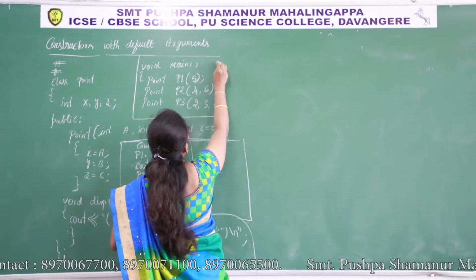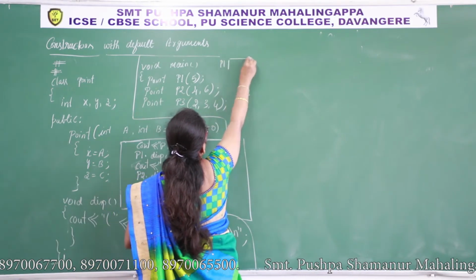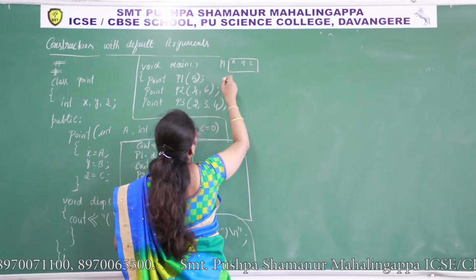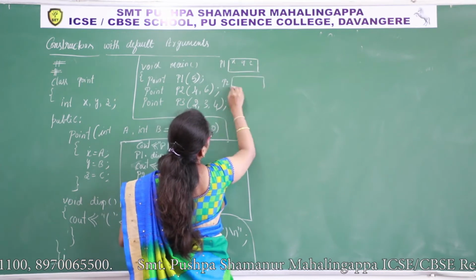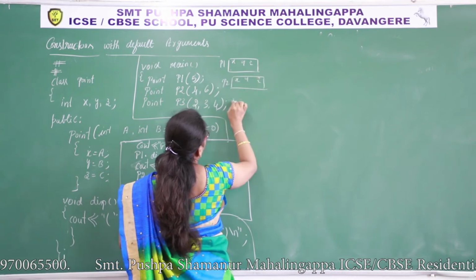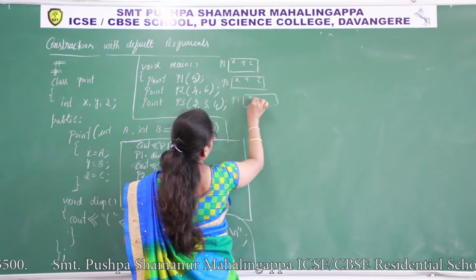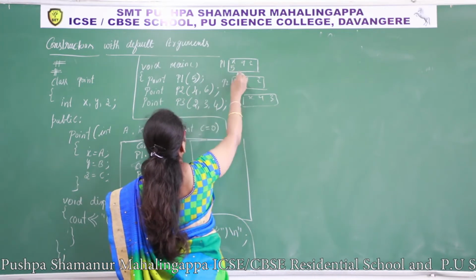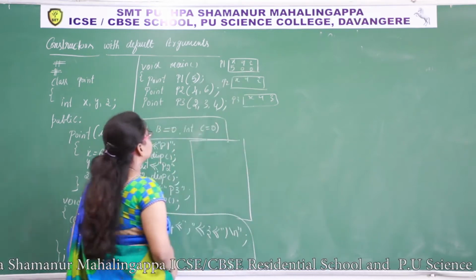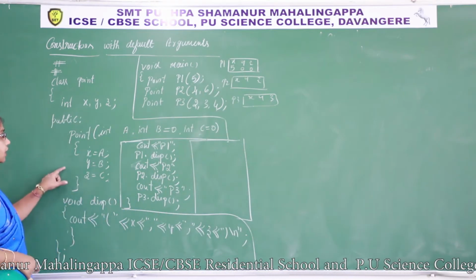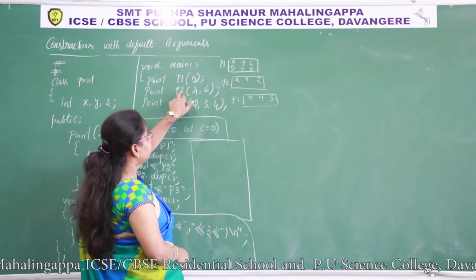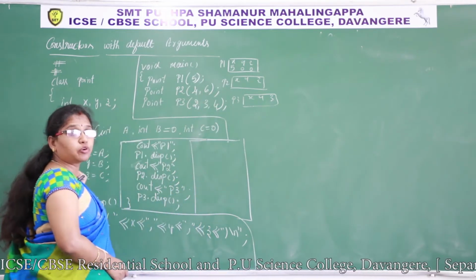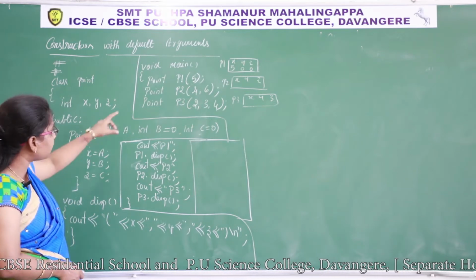Whenever you create an object, as usual there is a memory allocation for p1: x, y and z. For p2 also x, y and z. For p3 x, y, z. In p1, you are passing value 5, and y and z become 0, isn't it? Next, the p2 object is created, and we are passing 2 arguments, but there is no 2-argument constructor. This constructor will manage that.